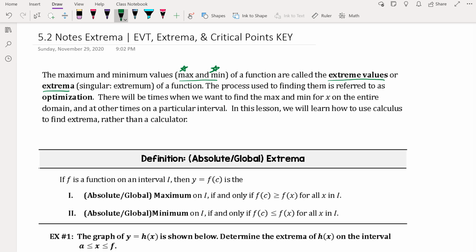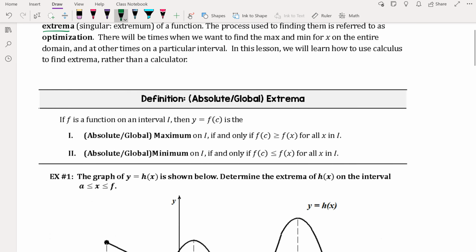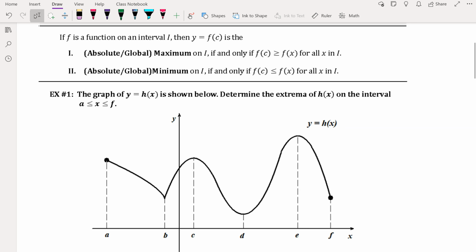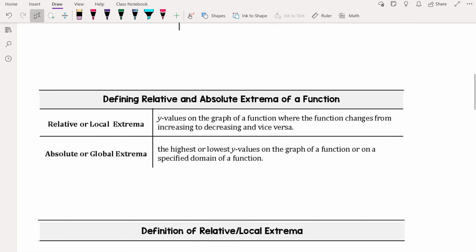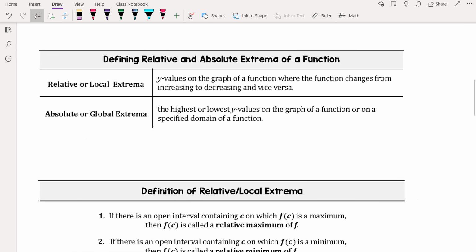We are going to figure out how to use calculus to find maxes and mins instead of just by looking at a graph, because on the AP exam you've got to use calculus to find extrema, or maxes and mins. Okay, that's our graph from the do now. Let's go ahead and scroll down and make sure that these definitions are in your notes. So take 2 minutes to put these definitions in your notes.